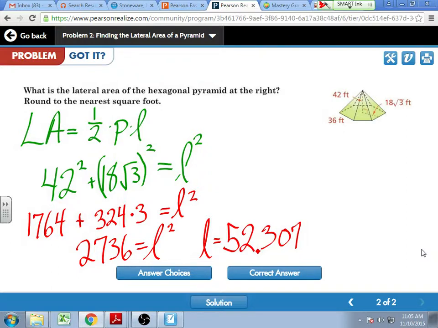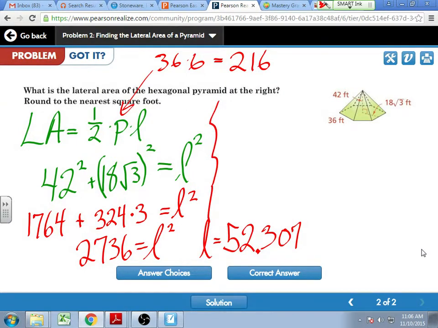From there we don't really have a lot of process to do. You can come up and teach it or you can talk it through. To find your perimeter here, you're just going to take your 36 times 6. What'd you get with that? 216. Then you just multiply 52.